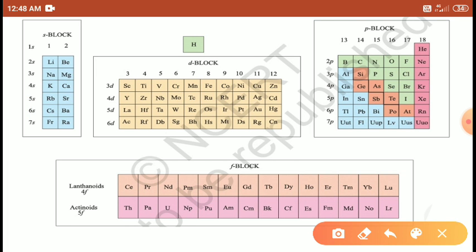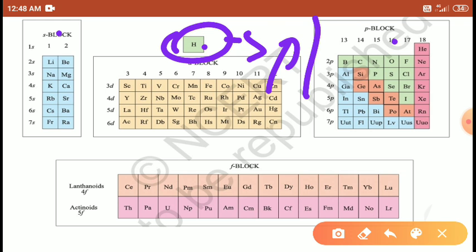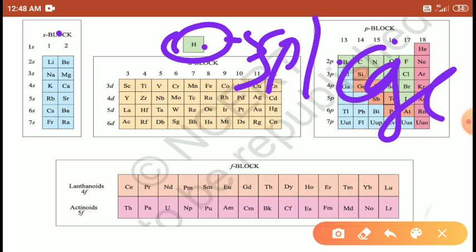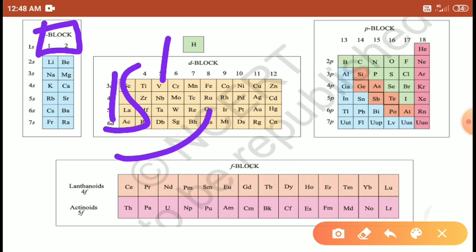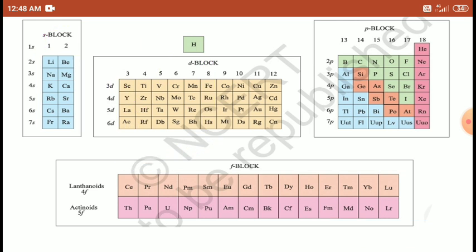Look here, students. In some periodic tables, it is mentioned as a special case, neither in the s block nor in the p block, and it is kept separately. It is considered a special case. But in many periodic tables, because the outermost electron is 1s1, one electron in the s orbital, it is considered an s block element.